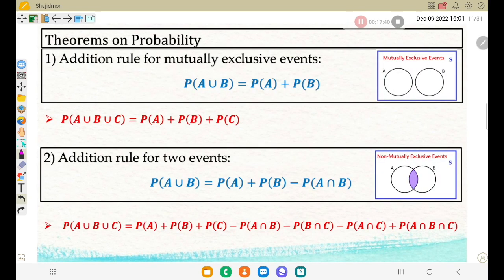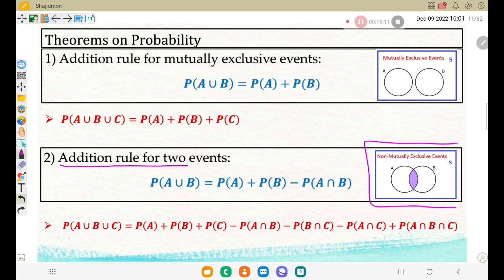Now we will go to some rules again here. Theorems on probability. First we are telling the addition rule for the probability. Addition rule means, you can see, we already studied this idea. Probability of A union B equals probability of A plus probability of B minus probability of A intersection B, correct? For example, you can see the picture here, correct?